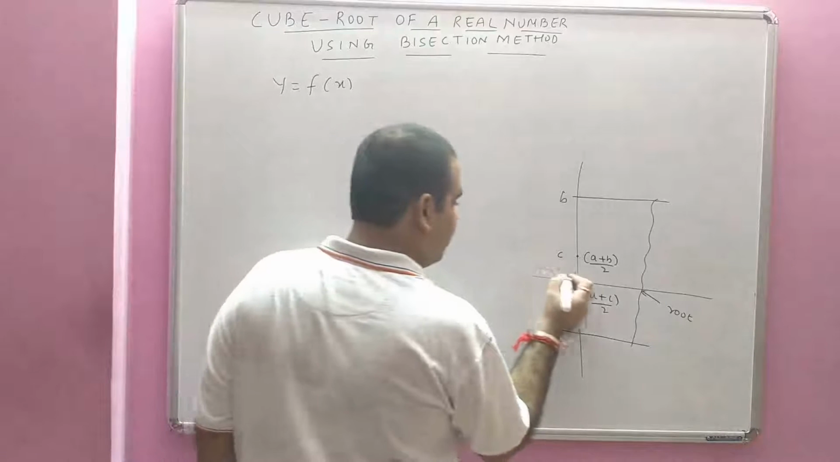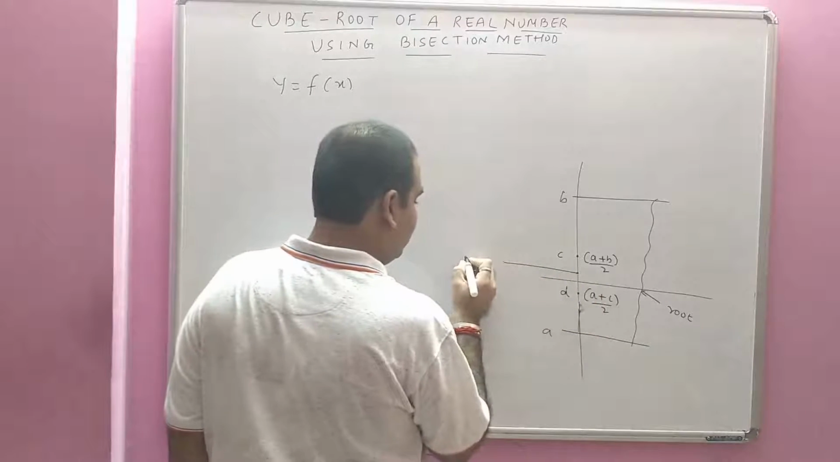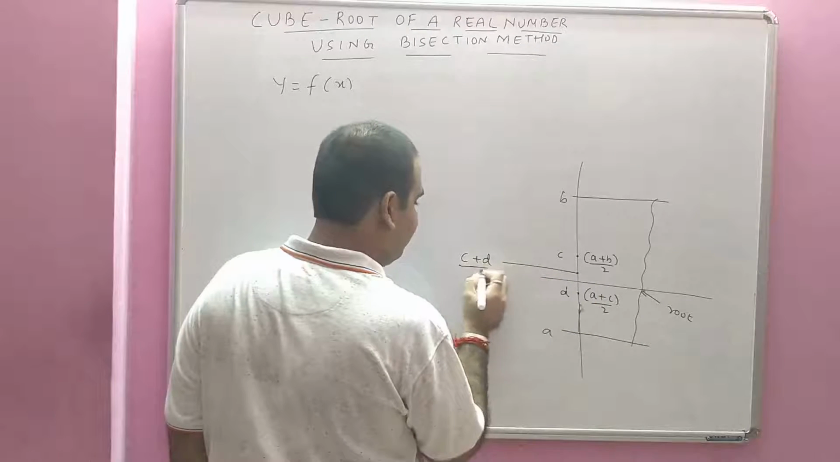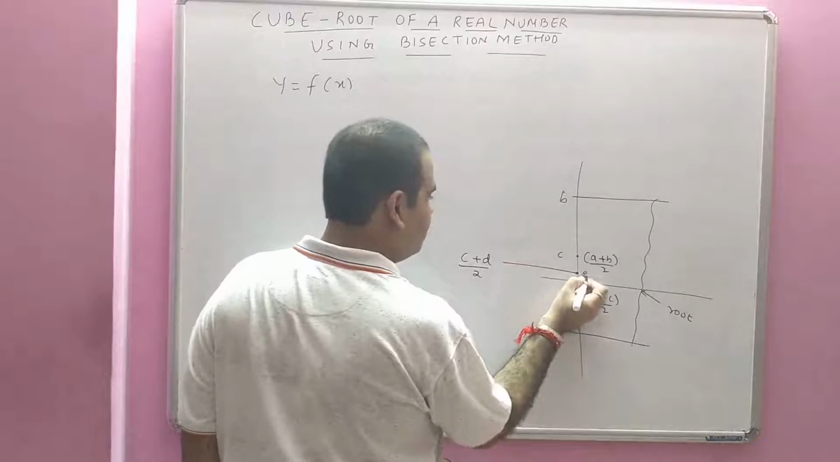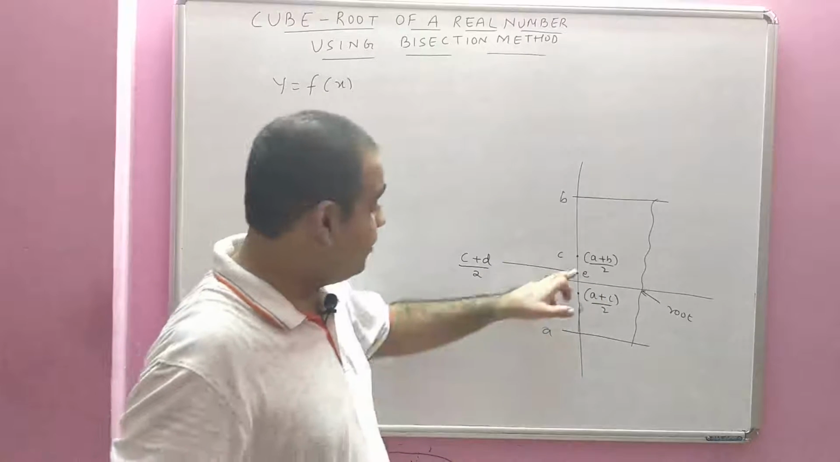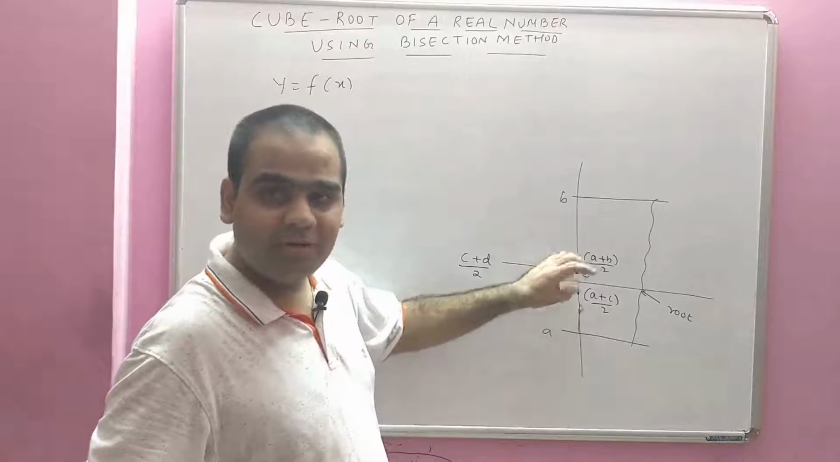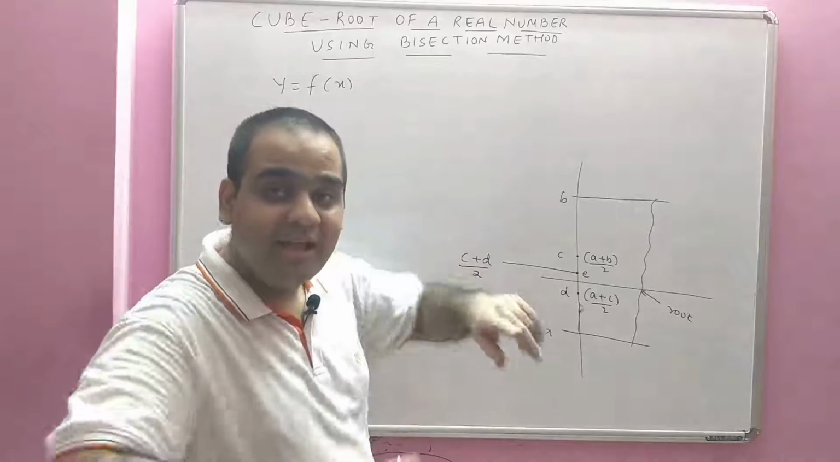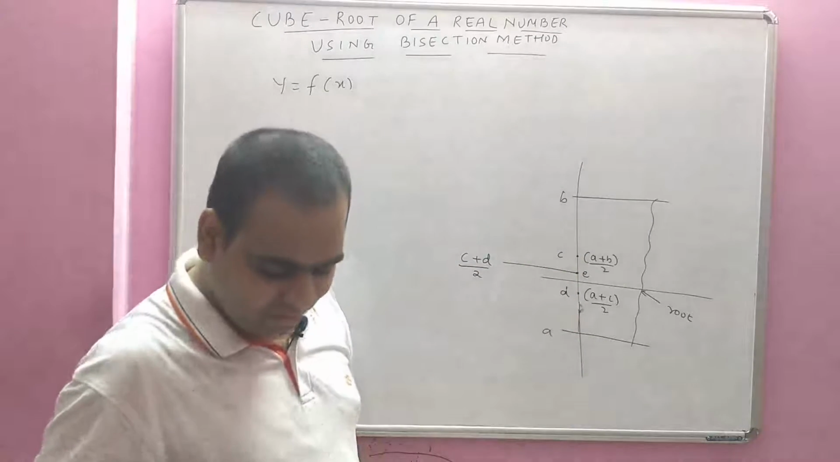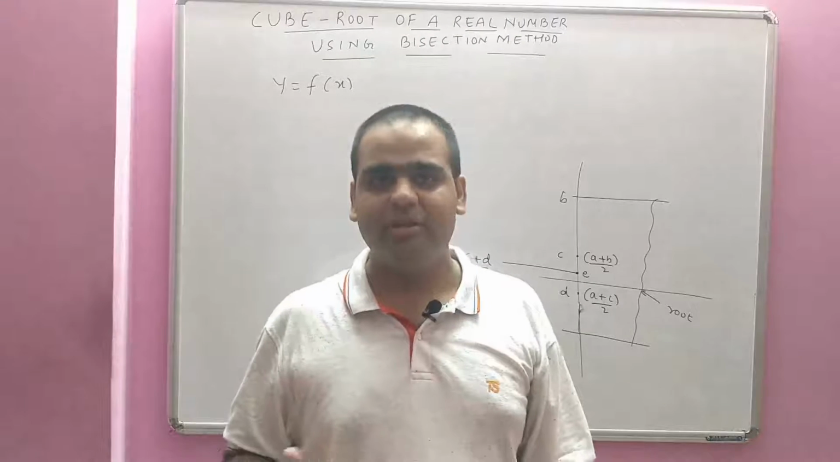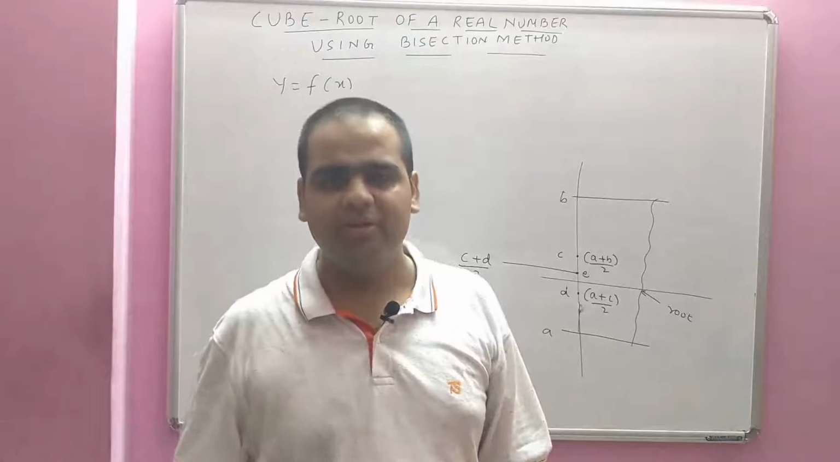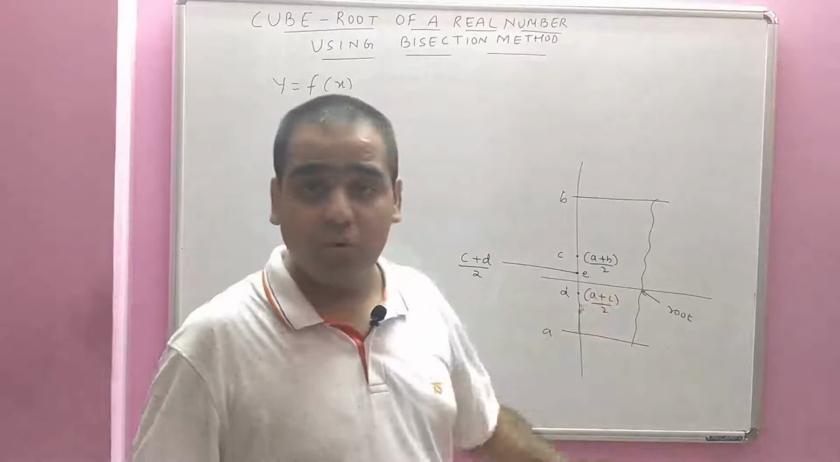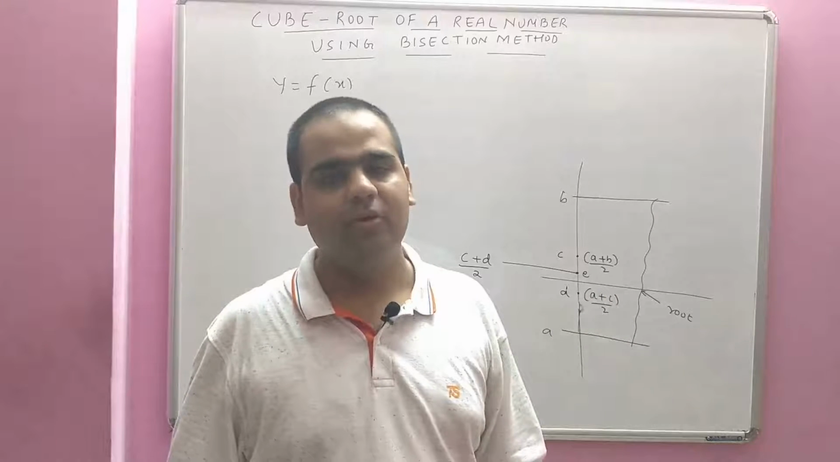Let us assume that E is the midpoint, C plus D divided by 2, and let us call this E. Now E is positive and D is negative, that means the root should be somewhere between D and E. Again you bisect it, therefore it is called the bisection method. And this is how the root of the equation is found.